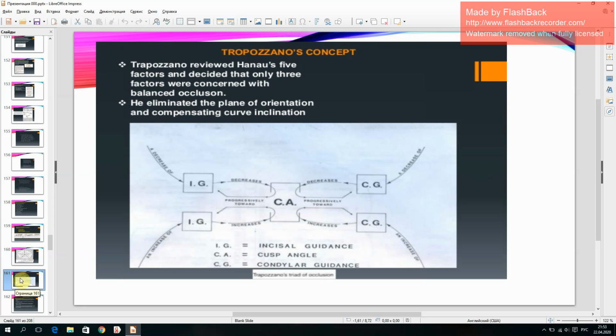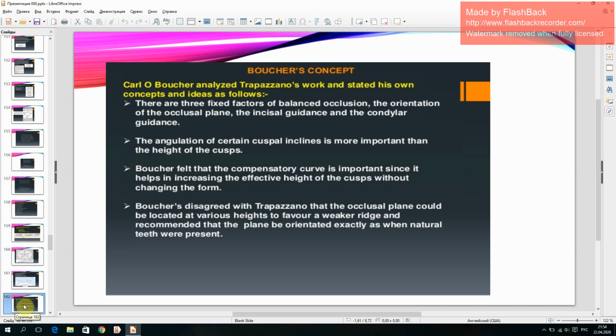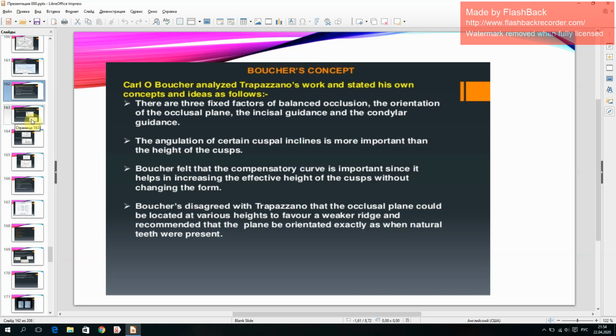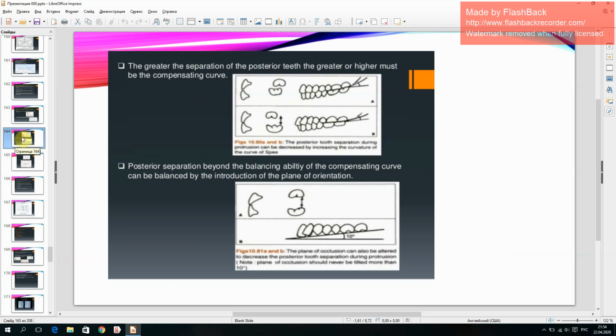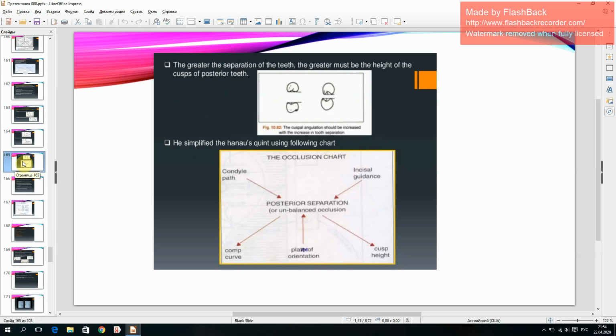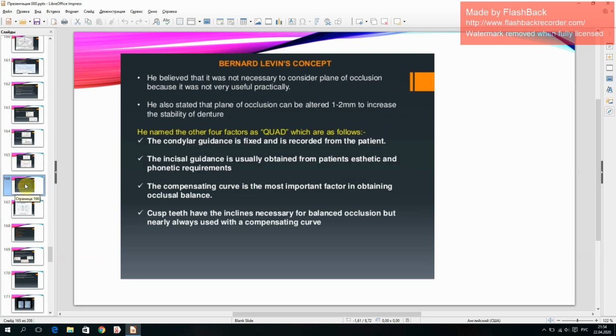Other concepts: Trapozzano's concept by the author Trapozzano, and Boucher's concept, Lott's concept, and Bernard Levin's concept.